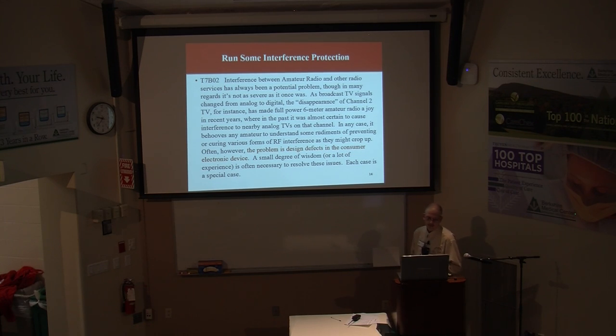Interference between amateur radio service and others has always been a potential problem, but it's not as severe as it once was. With broadcast TV changing from analog to digital, the disappearance of Channel 2 TV, for instance, has made full power 6-meter amateur radio a joy in recent years, where in the past it was almost certain to cause interference to nearby analog TVs on that channel.